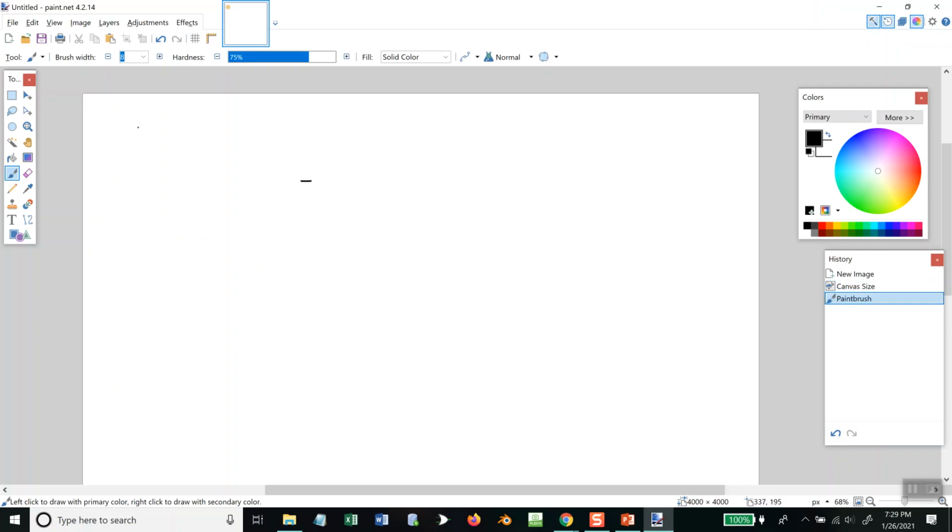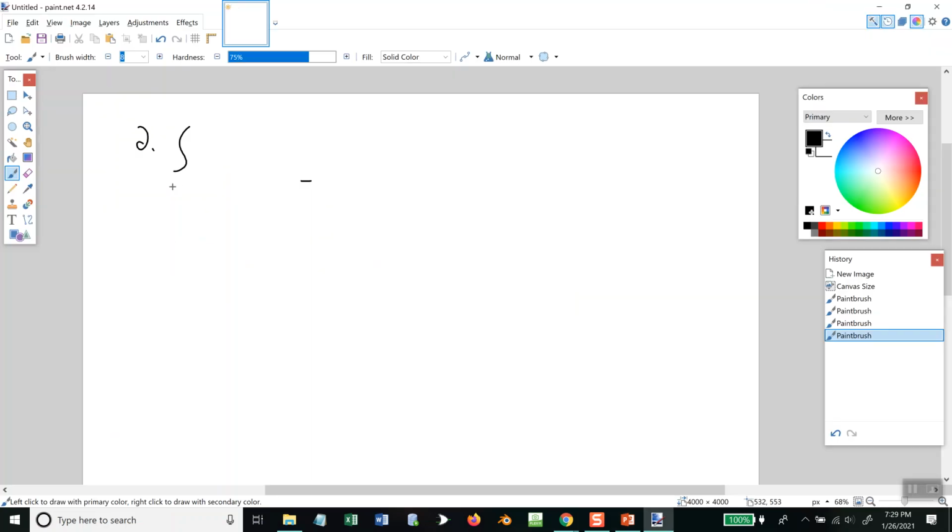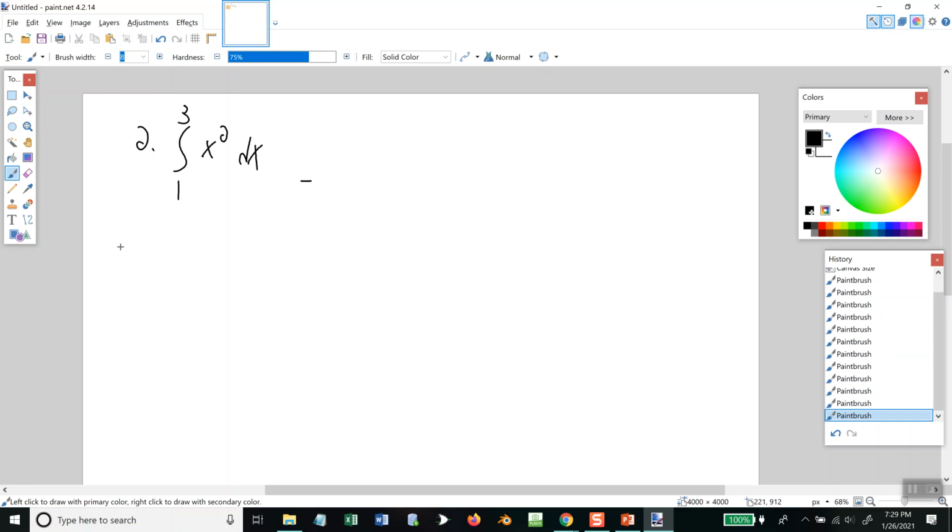Okay, so 1 to 3, x squared dx. So the integral of x squared is 1/3 x cubed. You add 1 to your power, divide by your new power.